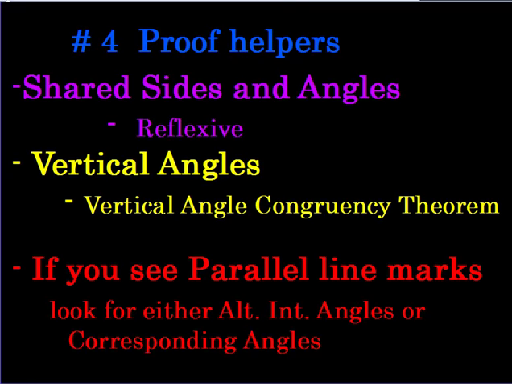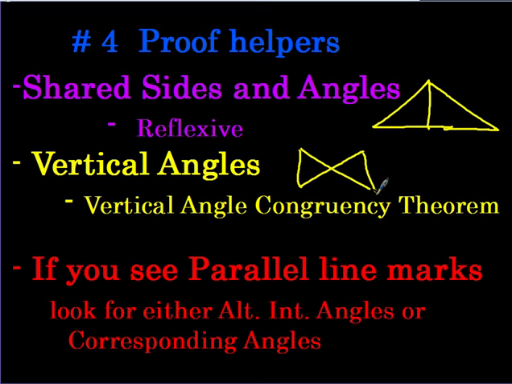Proof helpers. So throughout the problems here, we saw a lot of proofs and proving triangles congruent. We have shared sides and angles, reflexive. So anytime in a proof you're using the shared side, reflexive, that's when the 2 triangles are pushed up together. Vertical angles are anytime you have the X figure, you can mark vertical angles there.